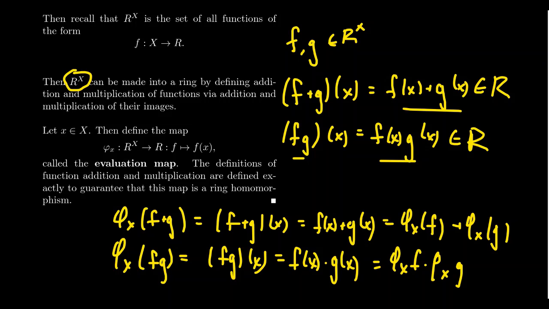And this is something we do in algebra a lot. We can build an algebra, in this case a ring, so that what we really care about is maybe not the ring itself, but the homomorphism. We built a ring exactly so that evaluation is now a homomorphism in this setting.